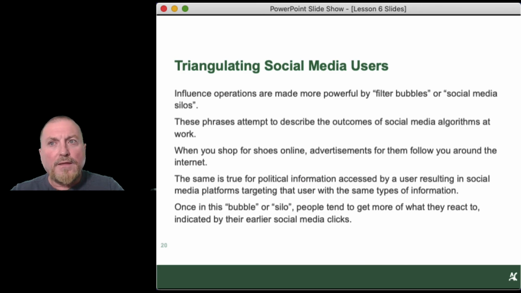Okay? And these phrases, the filter bubbles or social media silos, attempt to describe the outcomes of social media algorithms and cookies, right? When you shop for shoes online, advertisements for them follow you around the internet. The same is true for political information, and this is where we get into free speech and the challenge of social media. The same is true for political information accessed by users, resulting in social media platforms targeting that user with the same types of information. If you're known to frequent conspiracy theory sites or far right sites or far left sites or whatever the case may be, you will get feeds that reinforce that desire. All right? Once in this bubble or silo, people tend to get more of what they react to, because that's the way the algorithms and cookies are designed. Okay?